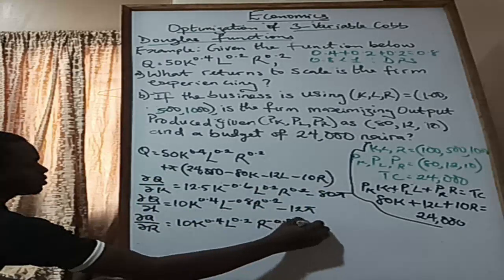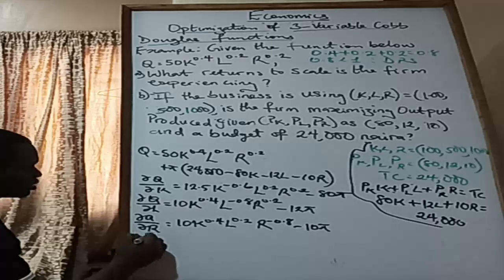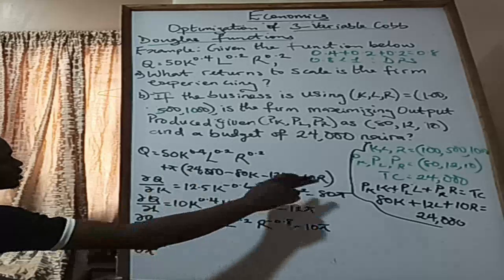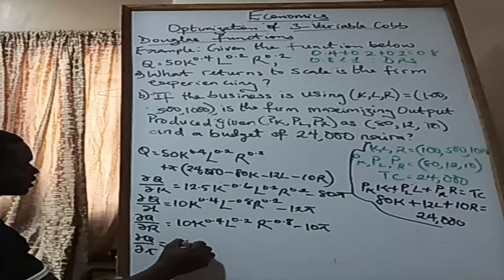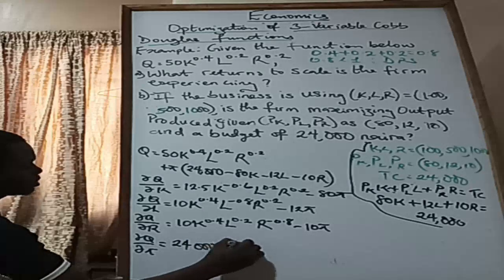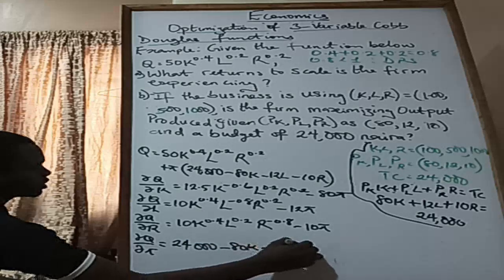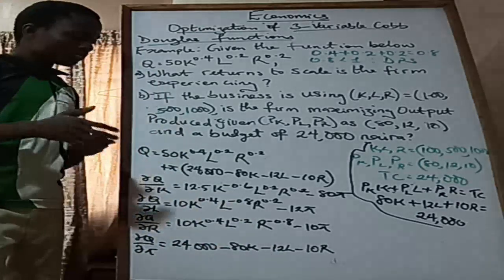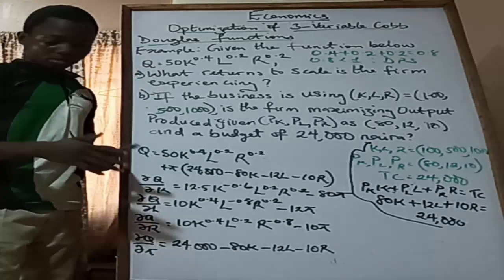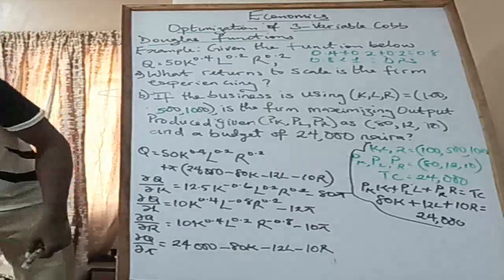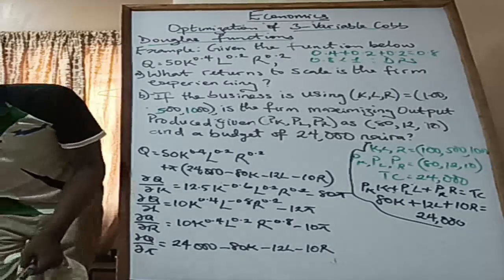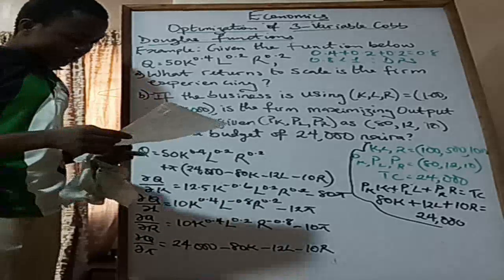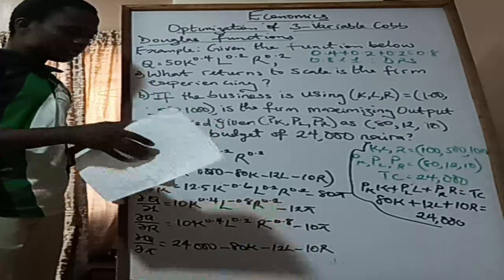then minus 10 lambda, right? So the last one is now dQ/d lambda, and that's going to give us everything inside of this place: 24,000 minus 80K minus 12L minus 10R. We've done a lot of classes on Cobb-Douglas functions, so I'm just trying not to repeat myself. So if you don't know how we got some of these things, this should not be your first class in calculus. You can just go back and look for the previous videos.